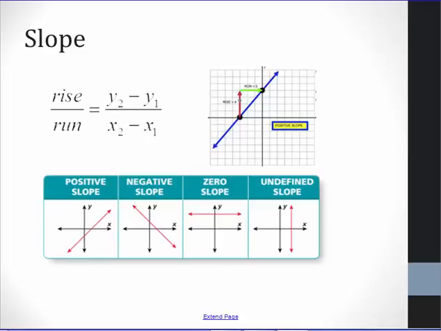So here's a summary that has everything that we just did. Rise over run is y2 minus y1 over x2 minus x1. On a graph, you could do rise over run. You have a positive slope, negative slope, zero slope, or undefined. There's only those 4 choices.